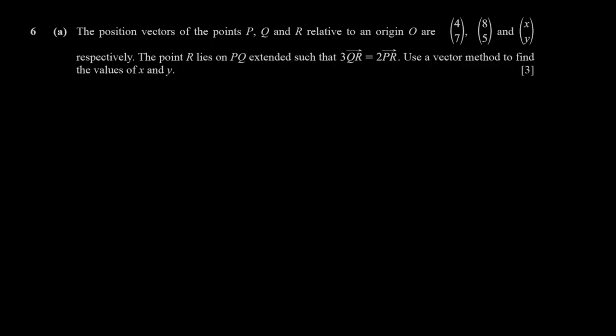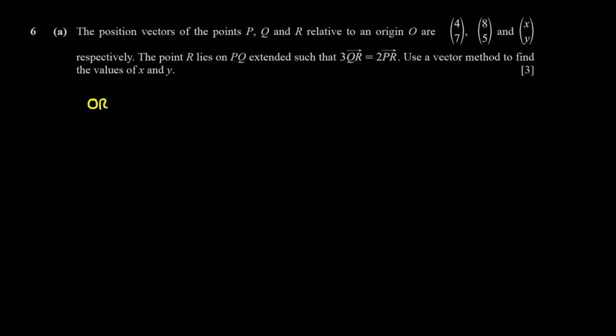Okay, so here we are in question 6, which is a vectors question. We've got the position vectors of the points P, Q, and R, which are given by this, this, and this. The point R lies on PQ extended, such that 3 times the vector QR is equal to 2 times the vector PR. We want to use a vector method to find x and y. I think the key is going to be finding the vector QR and the vector PR.